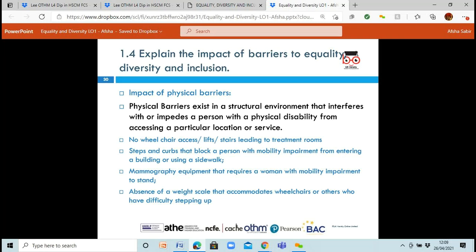Then you could have an absence of weight scales. If you're doing healthy weight screening for someone and you want to check if they've lost any weight or how the progress is going, if you don't have something as simple as a weighing scale, how are you going to do that? Or if you do have a weighing scale that has a little step on it, that a wheelchair can't go on top of, it's going to be an issue again.